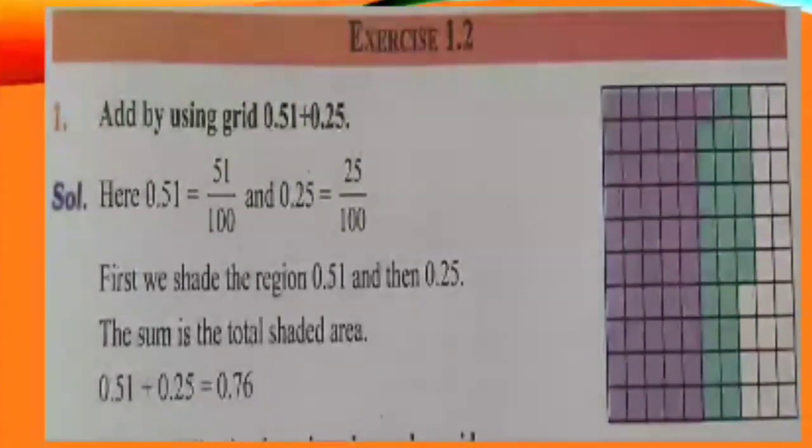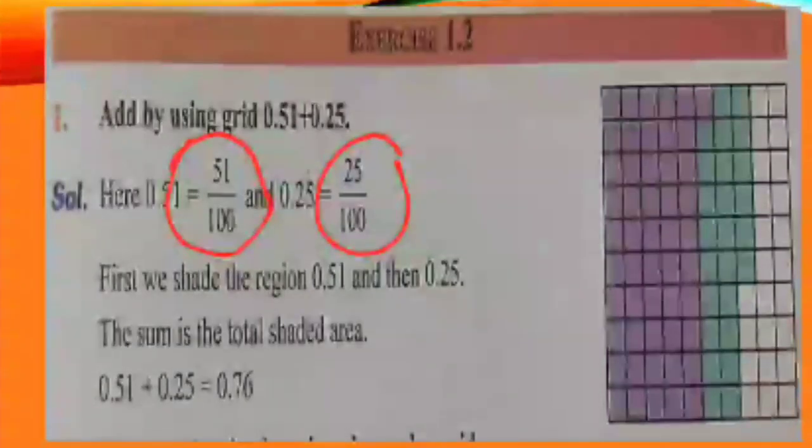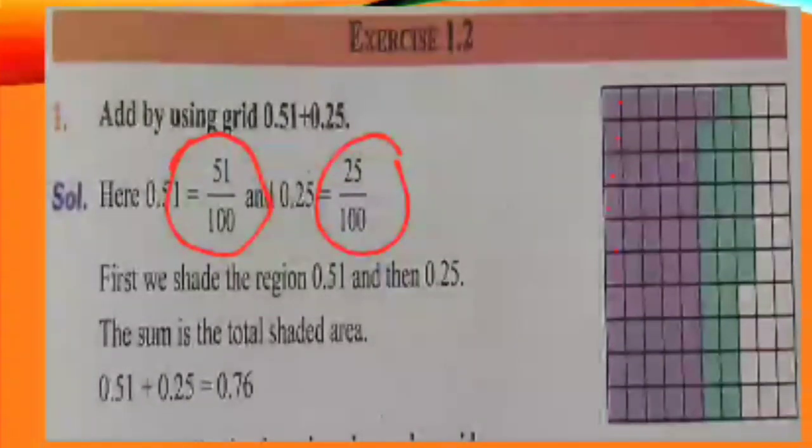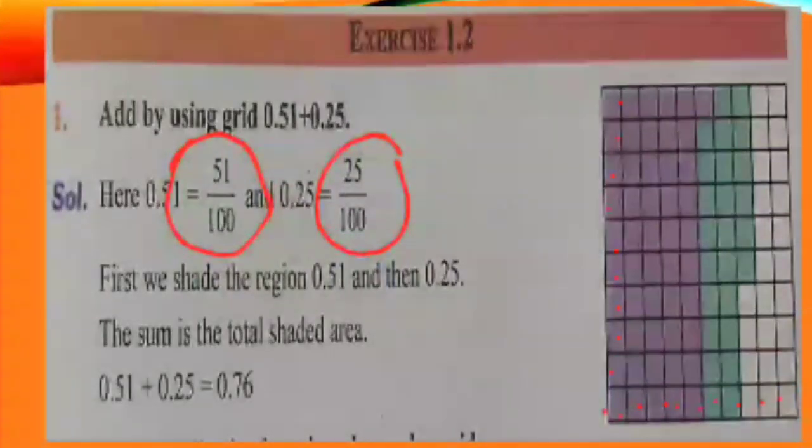So clear? Exercise 1.2 first sum. Add by using grid. That is 0.51 plus 0.25. Here 0.51 represents 51 by 100 and 0.25 represents 25 by 100. So we have to draw the grids. Okay, in this grid we have 100 boxes. 1, 2, 3, 4, 5, 6, 7, 8, 9, 10. Likewise 1, 2, 3, 4, 5, 6, 7, 8, 9, 10. You have to draw the grid and you have to shade the grids using different colors.